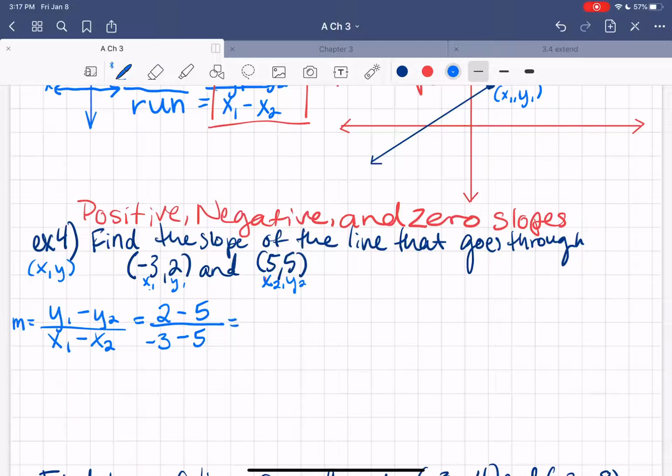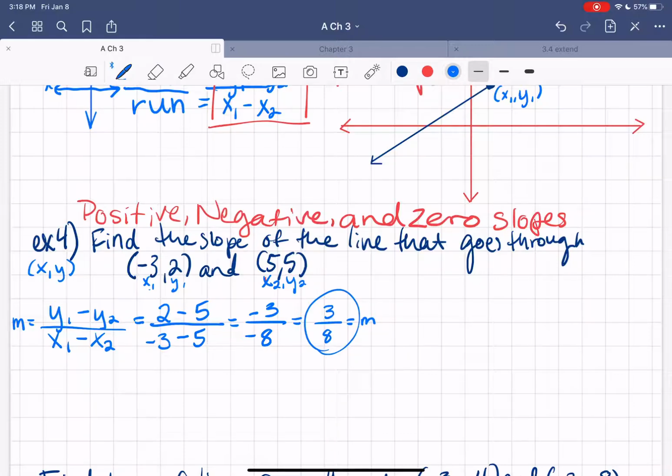So when I go through this, I get negative 3 on top, and then I have negative 3 minus 5, which gives me negative 8 on the bottom. I've got the negative on top and negative on bottom. 2 negatives are going to make a positive in this case, so that cancels out, and I get 3/8 as my slope.